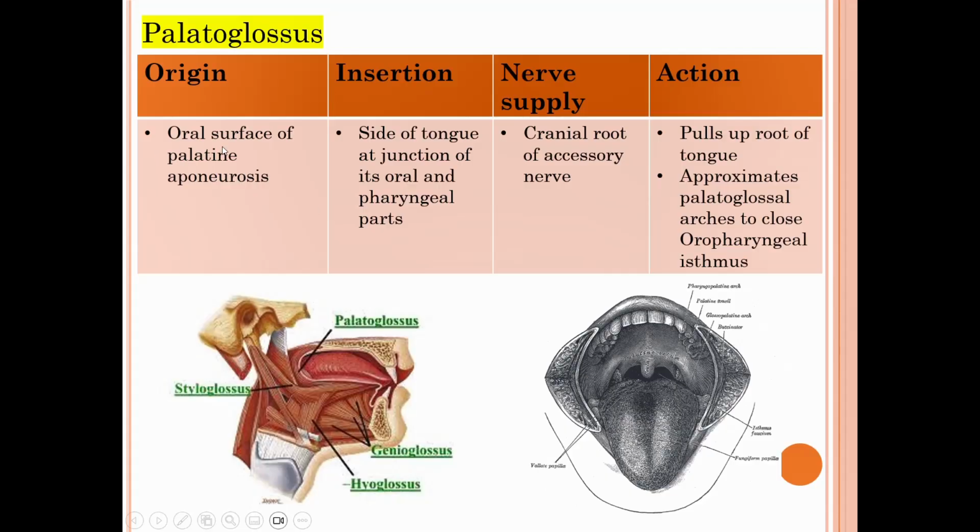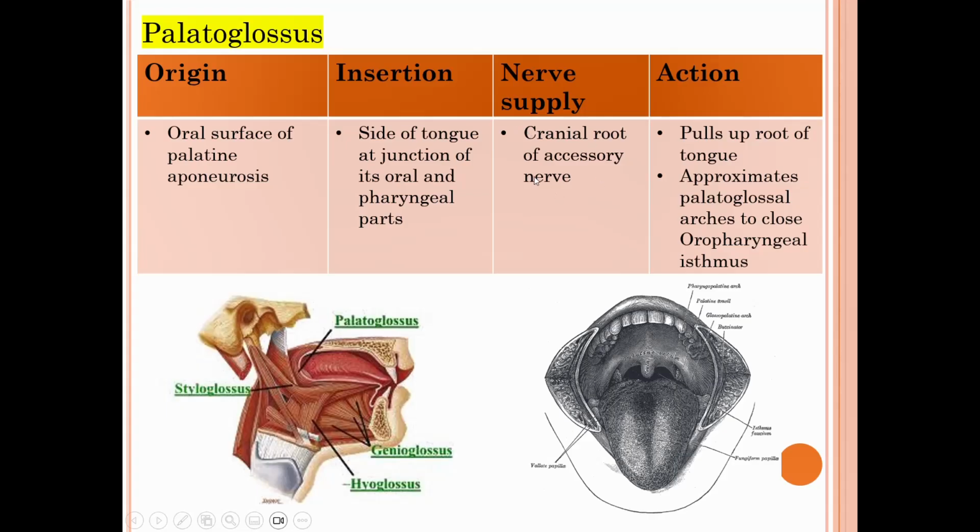It originates from the oral surface of the palatine aponeurosis. Okay, and I told you already, it is present within the palatoglossal fold. It inserts into the side of the tongue at the junction of its oral and pharyngeal part. So if you are seeing, here is the tongue, okay. So it is inserting into the junction of the tongue between its oral and pharyngeal part.